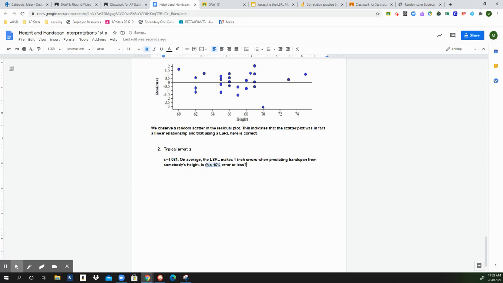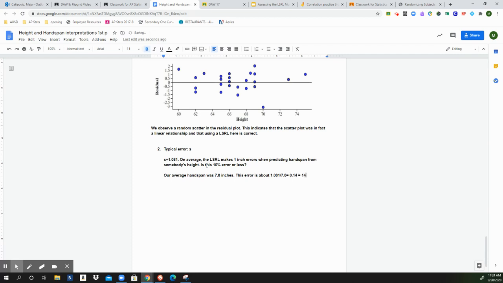And the way to assess that, I'm going to say our average handspan was 7.8 inches. This average error is about 1.081. What percent of a typical handspan is that? So the error over the average handspan. And I got 14 when I did that.